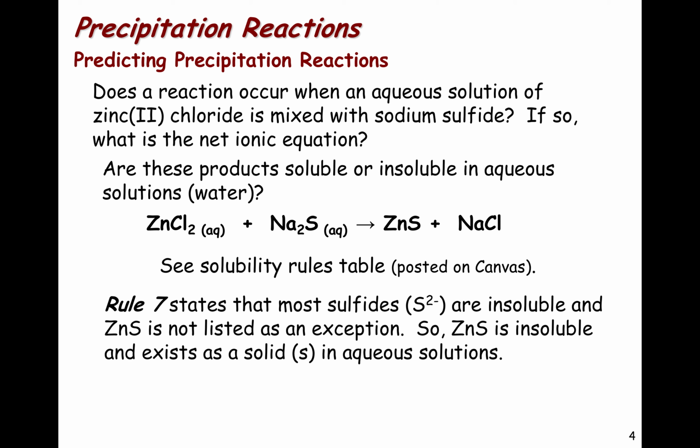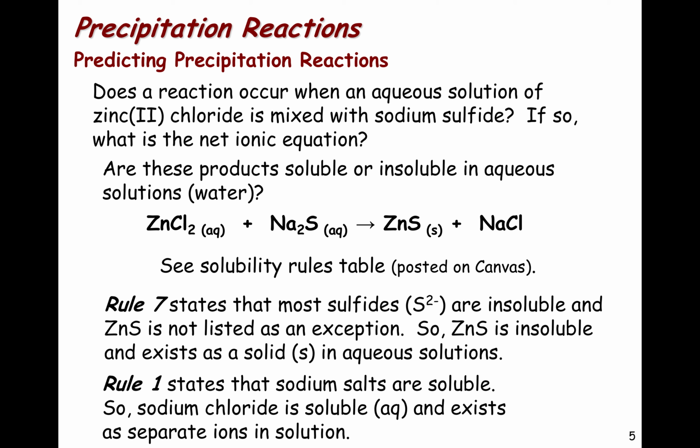In this particular case, the rules for sulfides indicate that they are usually insoluble, and zinc is not an exception to that rule. So, in fact, then the zinc sulfide will form a precipitate. And so we put an (s) in parentheses after the formula.